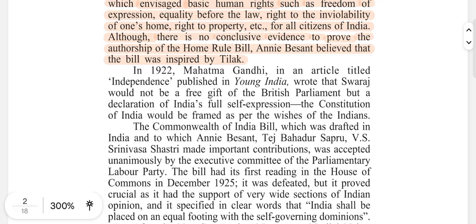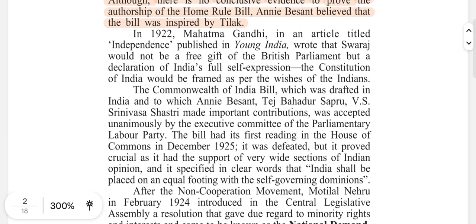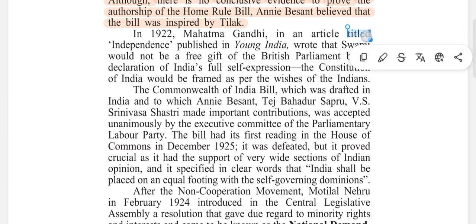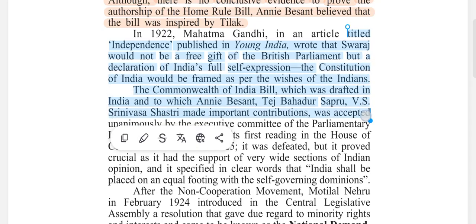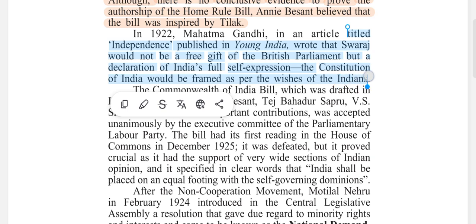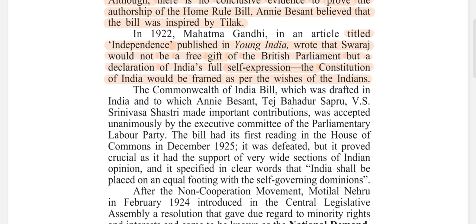In 1922, Mahatma Gandhi, in an article titled Independence, published in Young India, wrote that Swaraj would not be a free gift of the British Parliament, but a declaration of India's full self-expression. The Constitution of India would be framed as per the wishes of the Indians.